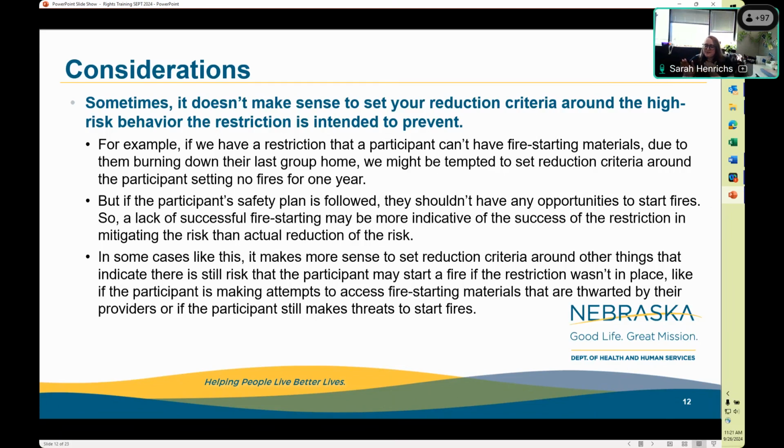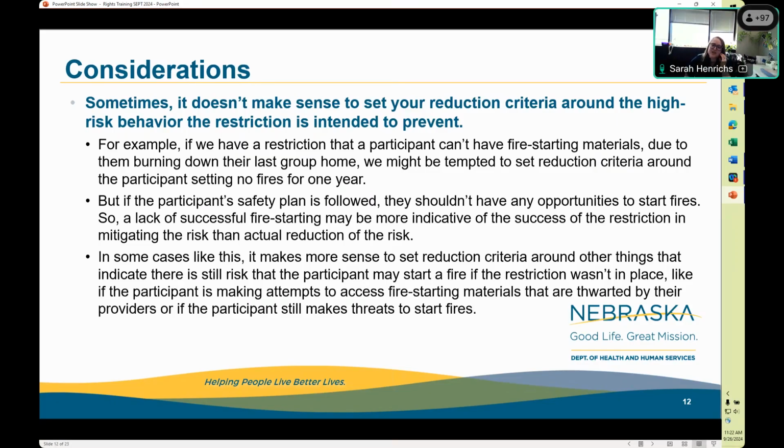So we have a participant who has a restriction on fire starting materials, because they burned down their last 3 group homes. So we probably don't want to create reduction criteria that they won't burn down their group home for 1 year. Because if we're implementing that restriction of preventing them from accessing fire starting materials, we should not see them burn down their group home over the course of a year. That is not necessarily a sign that the risk has reduced. It is a sign that our plan is working and being followed, right?